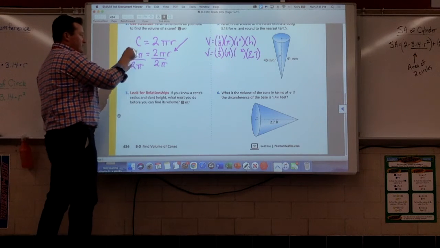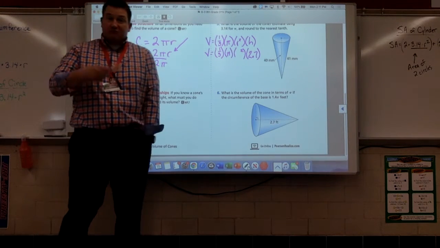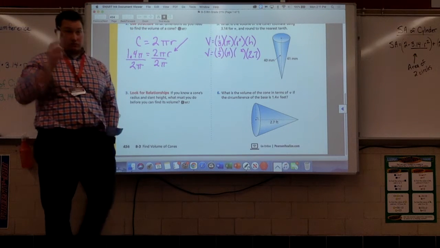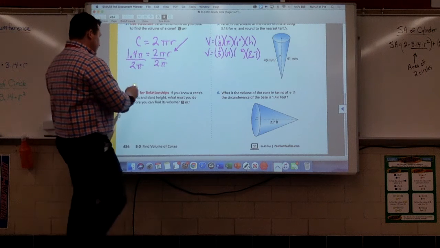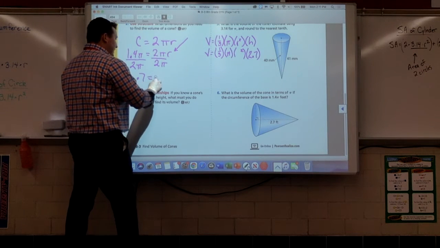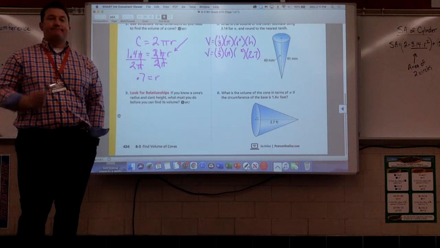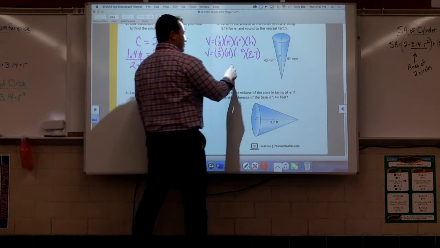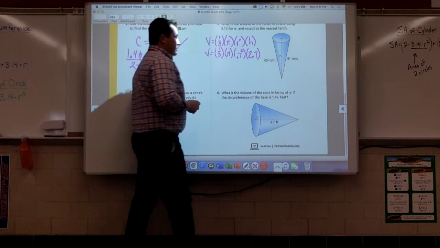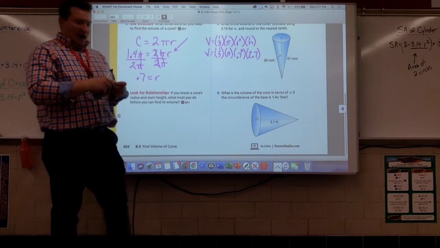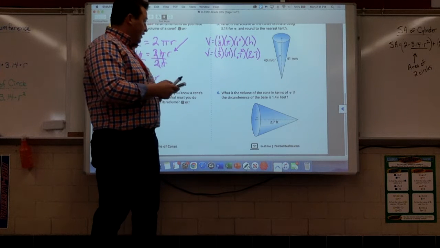Again, what's pi divided by pi? Well, it just goes away. It's 1. What's 1.4 divided by 2? That's 0.7, if I did my math right. 0.7 equals, all that goes away, my radius. That's the number I need, 0.7. Again, make sure we have the 2 right numbers for radius and height, guys. Let your calculator do all of the hard work.